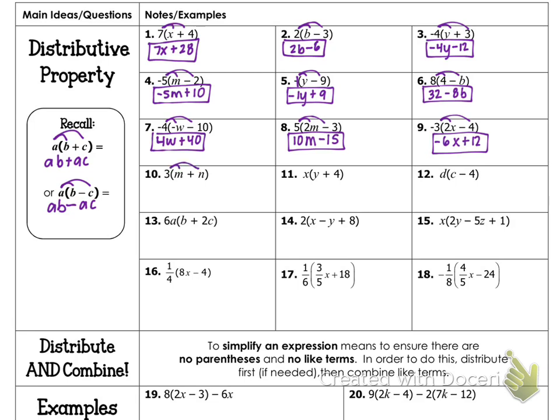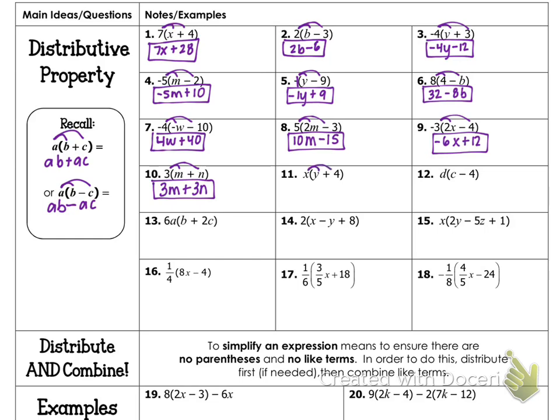I know this is review, but it's good to go over all this stuff before we get into solving equations, because then we're going to have tons of this stuff all at once in one equation. So make sure you really know the basics first. 3 times m is 3m, and then 3 times n is 3n, and that's it.